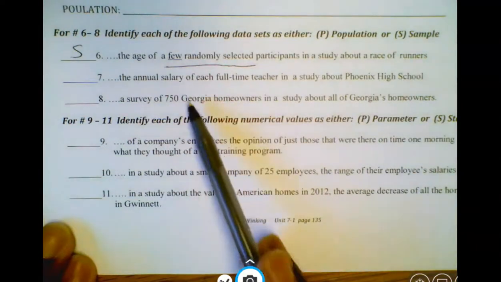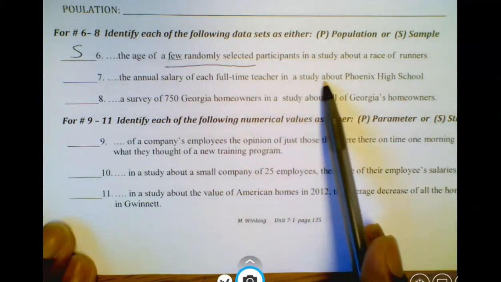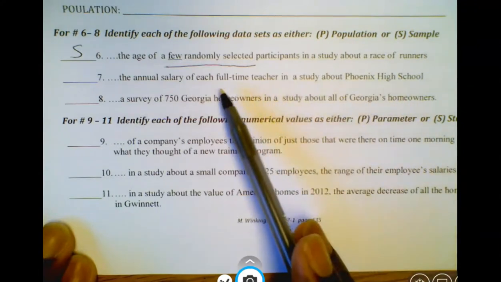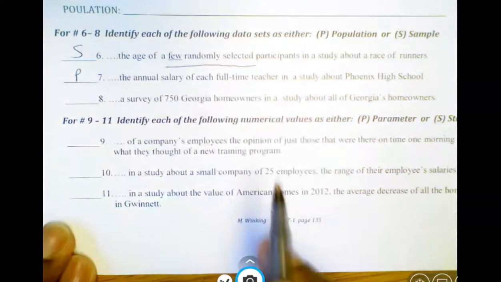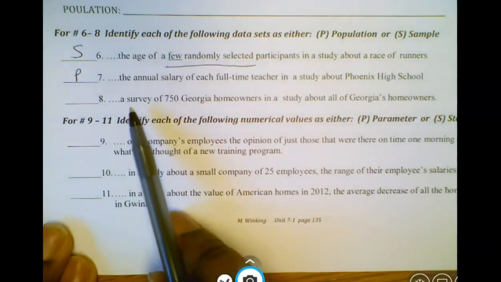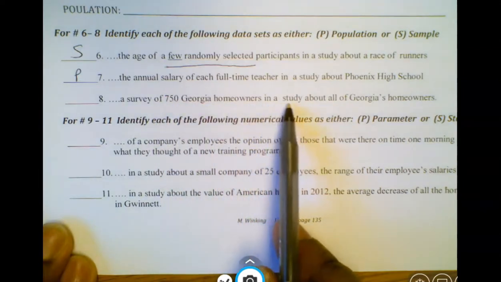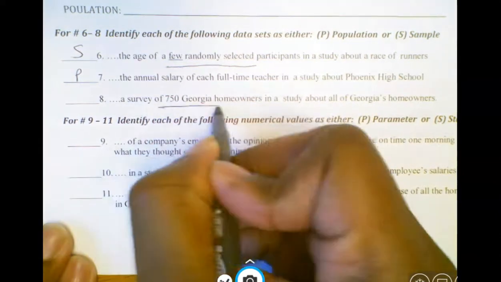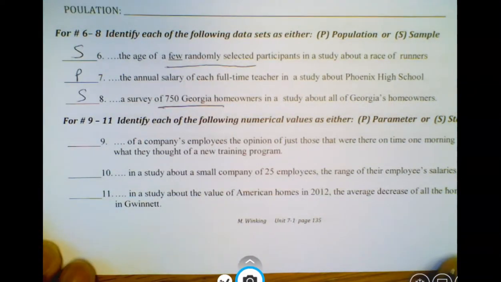The next one says the annual salary of each full-time teacher in a study about Phoenix High School. Well, if you said each full-time teacher, that's all of them. So that's an entire population. That's population. The next one says a study of 750 Georgia homeowners in a study about all the Georgia homeowners. Well, there's more than 750 Georgia homeowners. So for that reason, it's a sample. There are millions of Georgia homeowners.